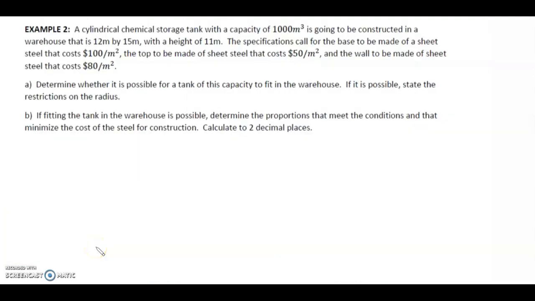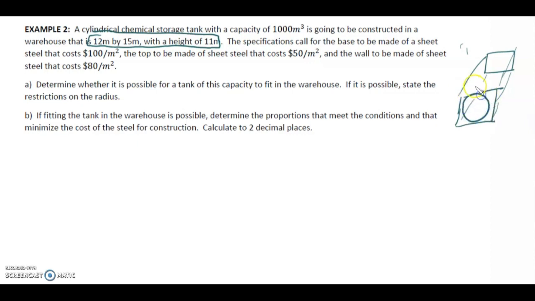Example 2: a cylindrical chemical storage tank with a capacity of 1,000 meters cubed is going to be constructed in a warehouse that is 12 meters by 15 meters with a height of 11 meters. So the warehouse, you can assume, is like a rectangular prism, but the storage tank is a cylinder. So there is a storage tank in this warehouse.